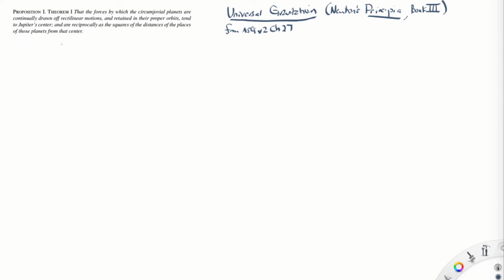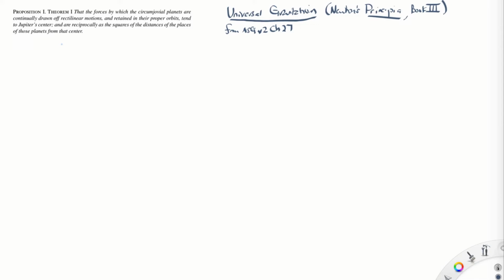I'll read it and then I'll explain where he's going with this. So here it goes. Proposition 1 or theorem 1: that the forces by which the circumjovial planets are continually drawn off rectilinear motions and retained in their proper orbits tend to Jupiter's center and are reciprocally as the squares of the distances of the places of those planets from that center.